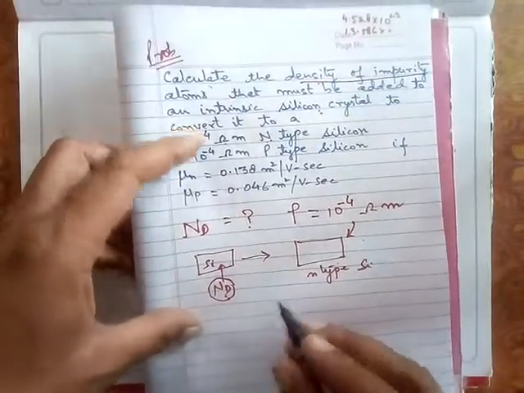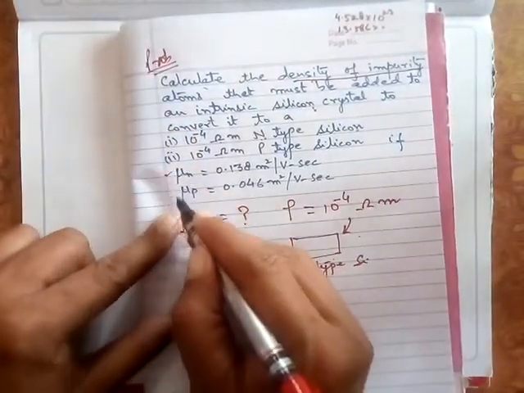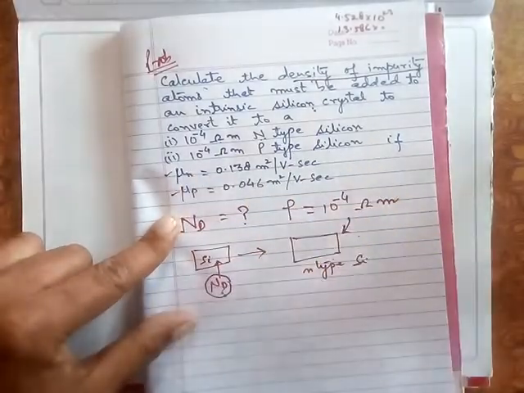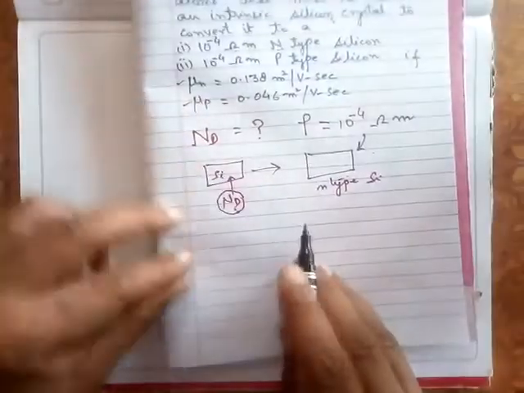Now I know, and of course it is given, that mu n is equal to this much and mu p is equal to this much. Second part I'll deal with later on. So if you look at the solution of this.